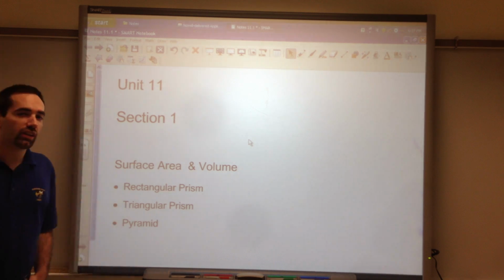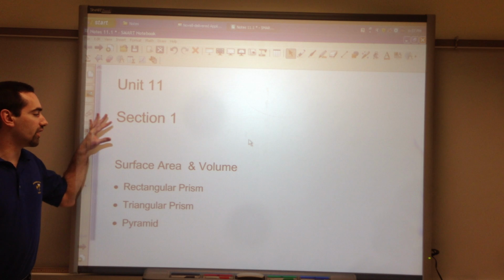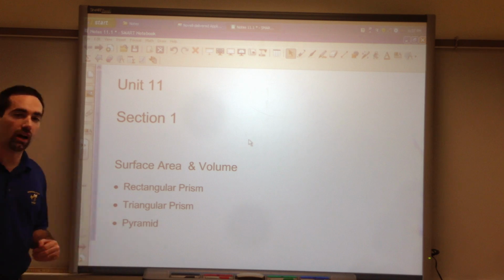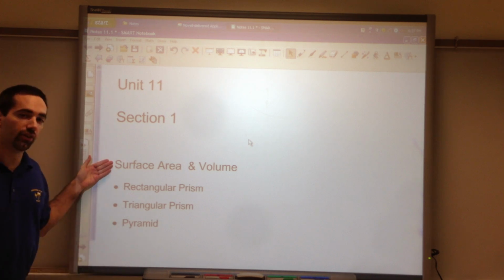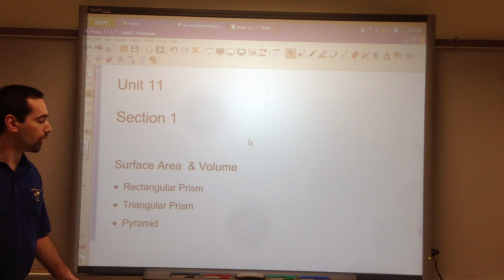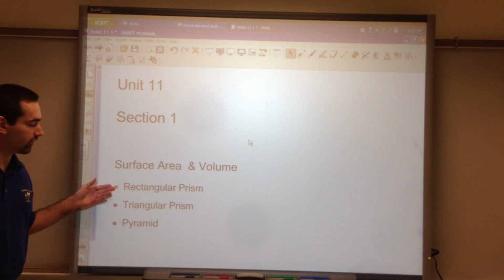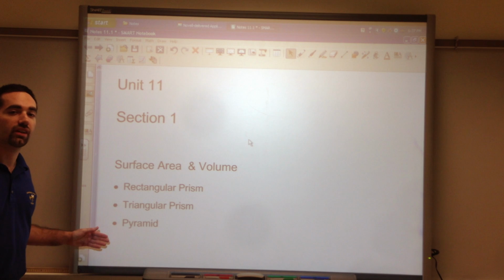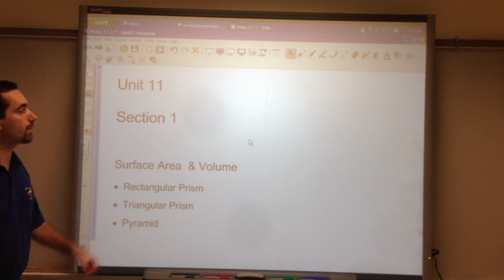Today we're going to start looking at Unit 11, and we're going to deal with Section 1. We're going to start talking about surface area and volume when we're dealing with rectangular prisms, triangular prisms, and pyramids.